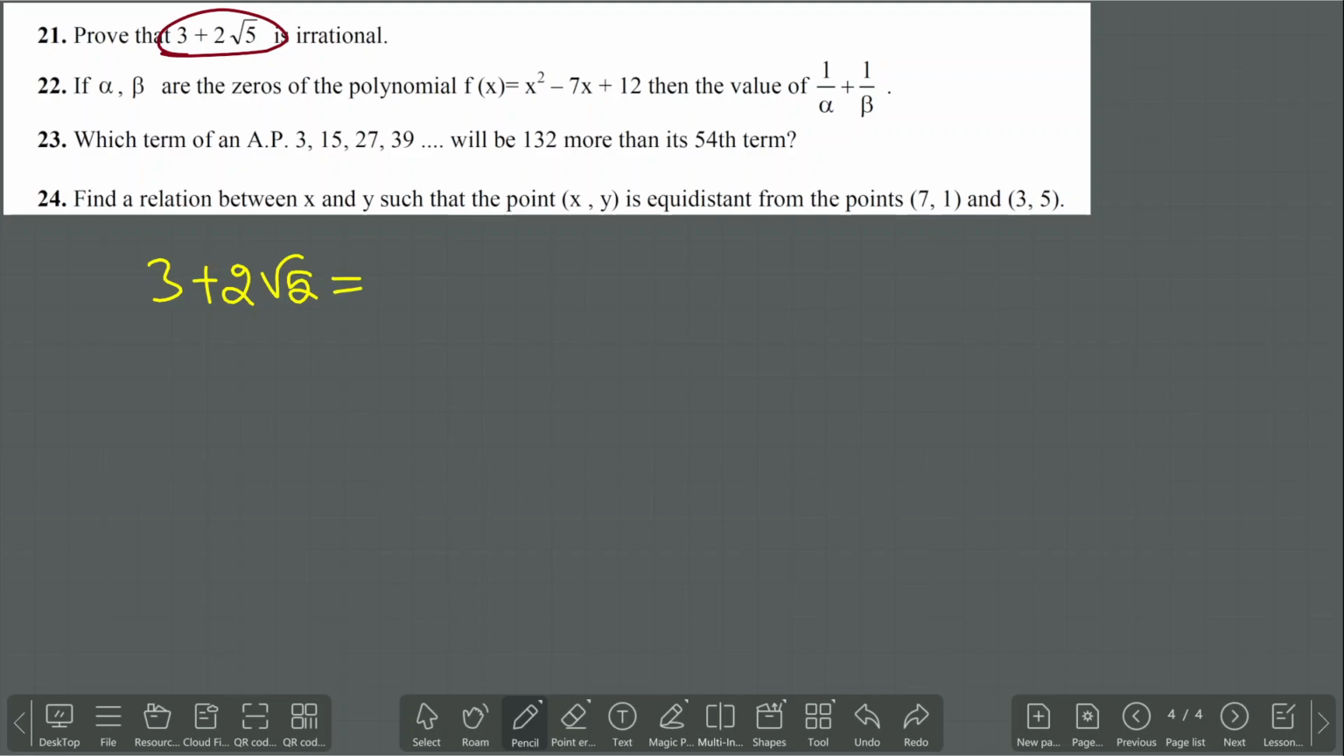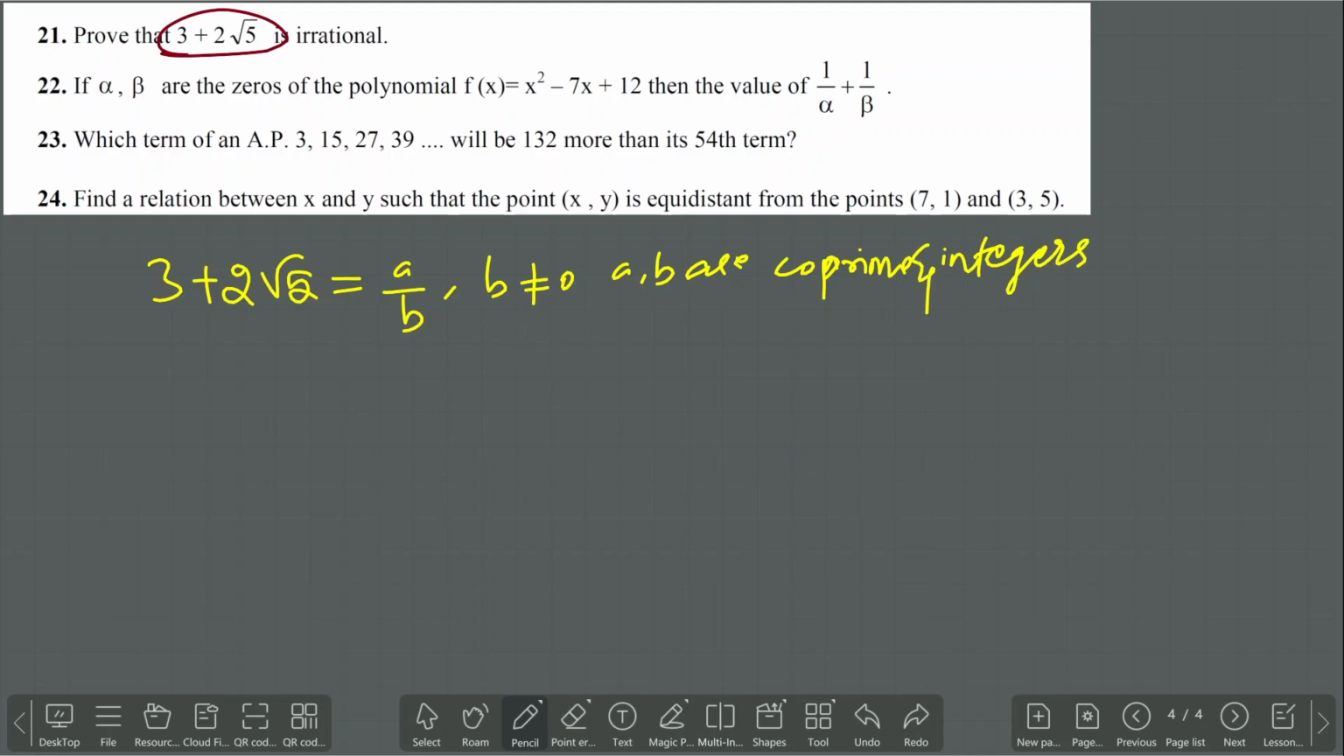Then what we always assume: let us assume the contrary, that the given number is rational, which is equal to a by b, where b is not equal to 0, and a, b are co-prime integers. Both you take, co-prime and integers.